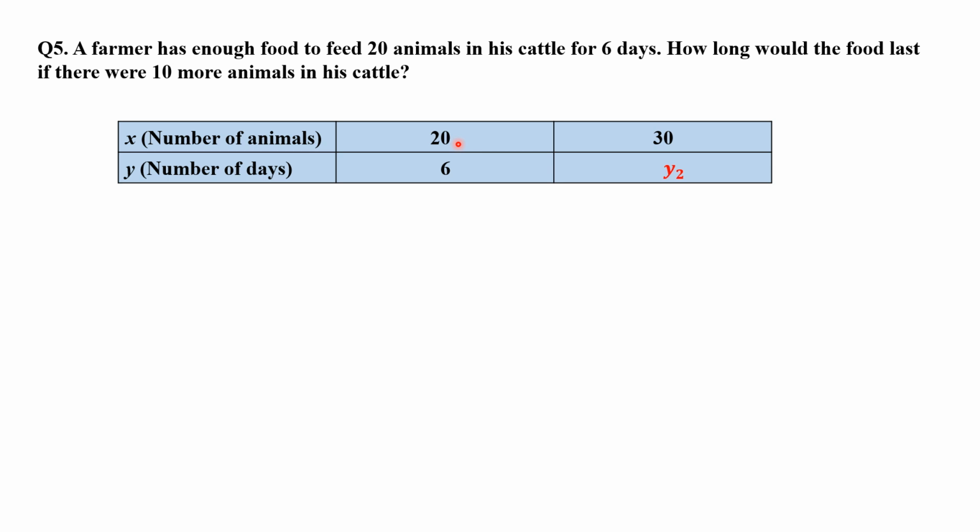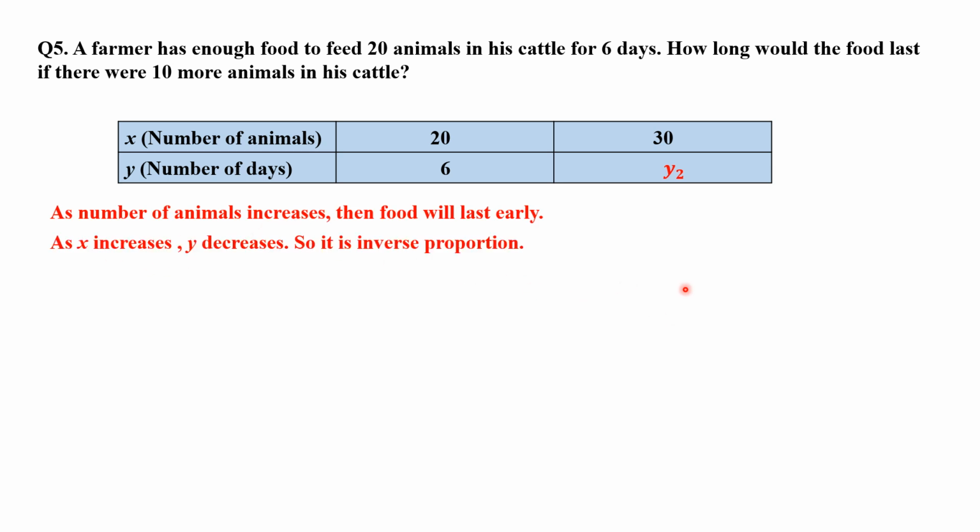Obviously if there are more animals, they all will eat the food, right? Whatever food stock is there, they are not increasing it. The quantity of food which they kept in the beginning is constant. They are not increasing the food, isn't it? So the same food will be distributed among the 30 animals. So what will happen? The number of days the food will last will decrease because there are more animals. So again it is a case of inverse proportion. As the number of animals increases, the food will last less.